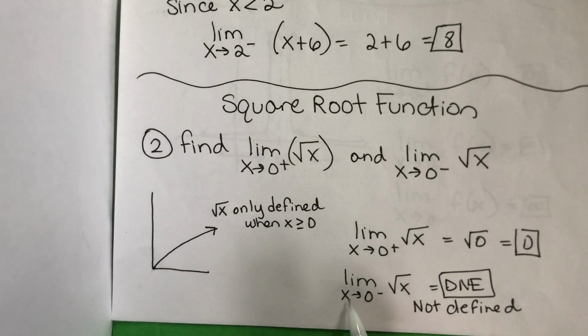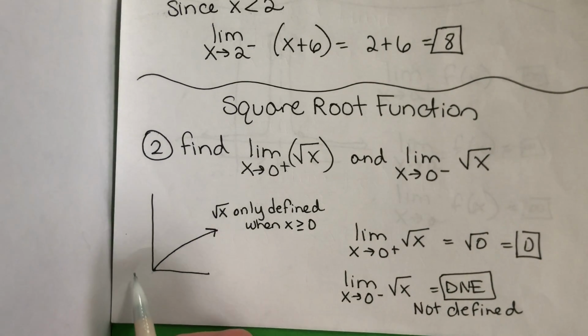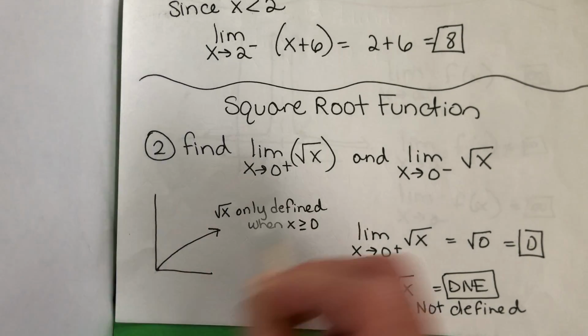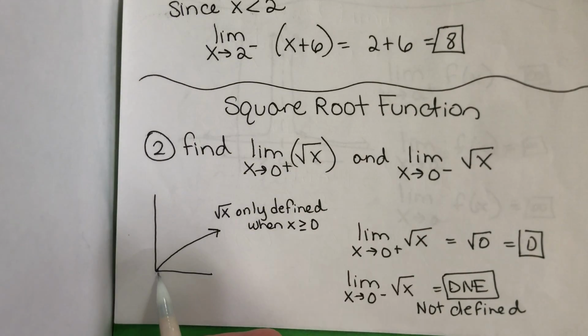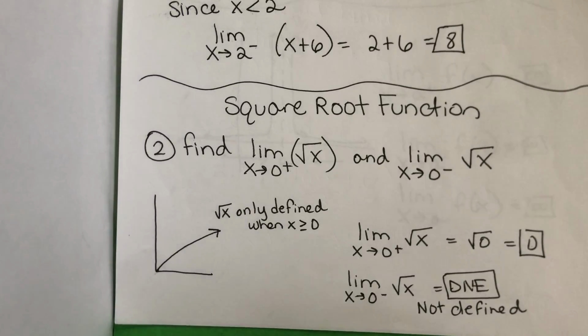And if x is approaching 0 from the left side, well, it doesn't exist on the left side, okay? A square root graph begins here because only positive values of x can go in here, or 0. So it doesn't exist anywhere to the left. Therefore, we say DNE, does not exist.